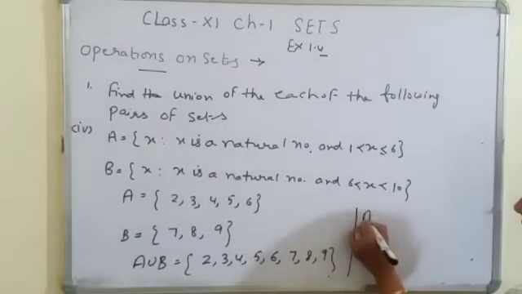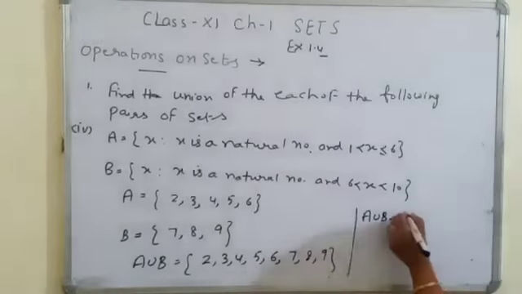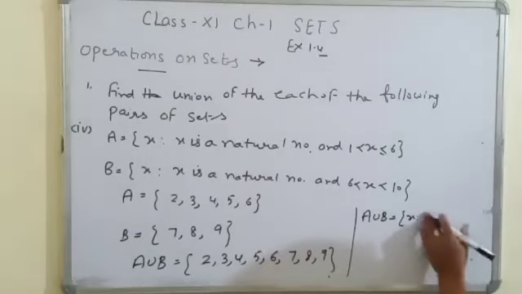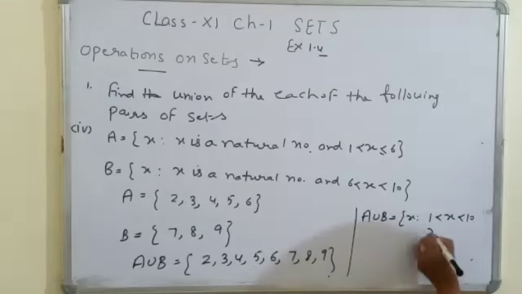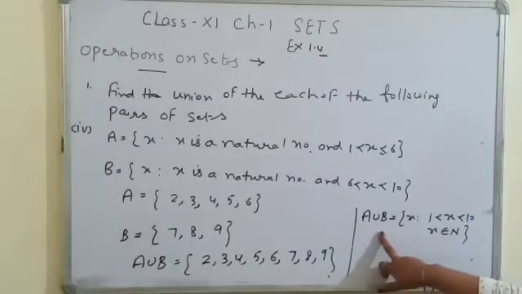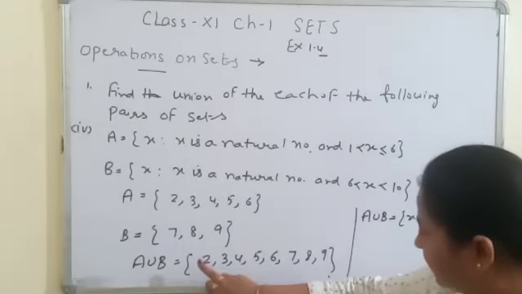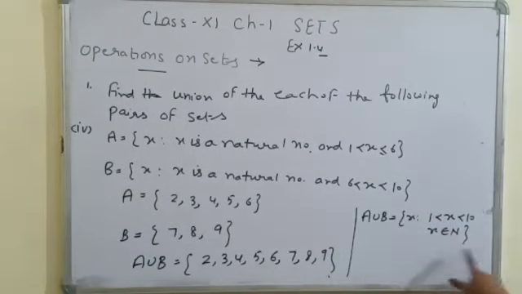Let's see how we can write this union in set builder form, A union B. X, where x is greater than 1 and less than 10, and x belongs to the natural numbers. A union B has elements from 2 to 9, so we can write x is greater than 1 and less than 10. Now this was part 4.